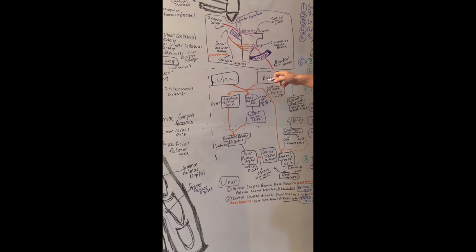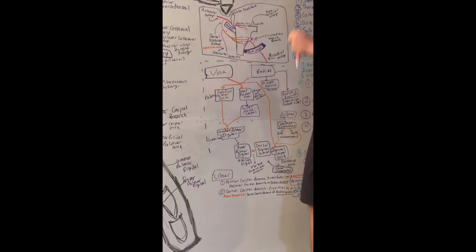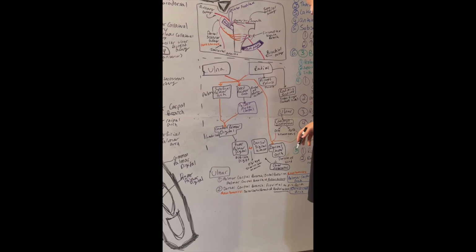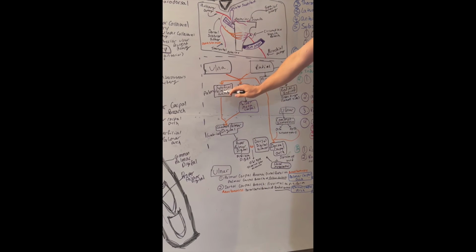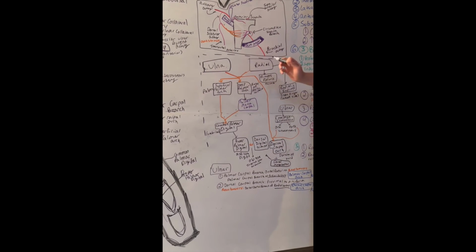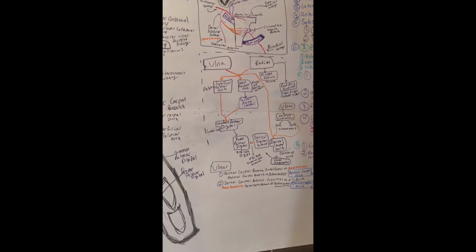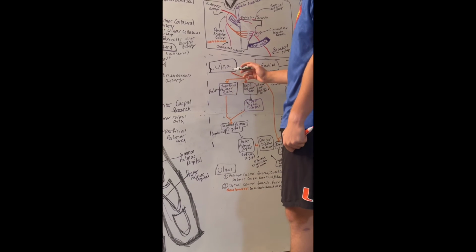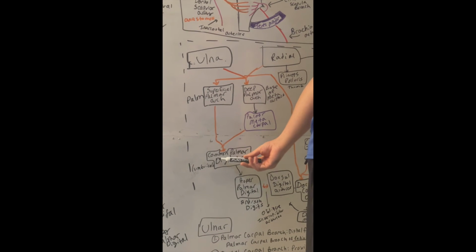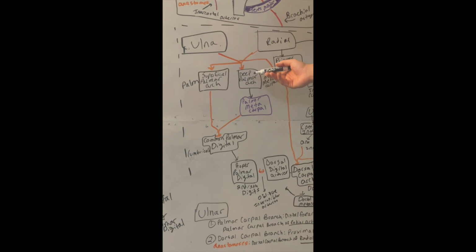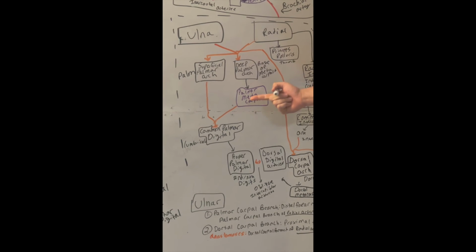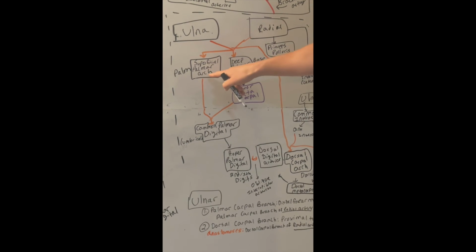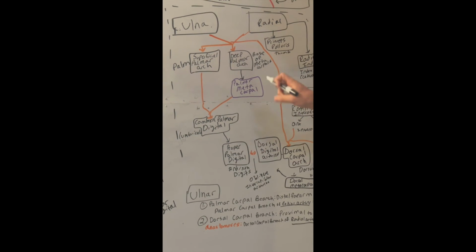Ulnar and radial, right? They're going to anastomose, and they're going to form three different things. The first thing they're going to form is the superficial palmar arch and the deep palmar arch, right? We spoke about them. The superficial palmar arch is going to make the common palmar digital, and the deep palmar arch is going to make the palmar metacarpal. When these two things fuse together, they form the common palmar digital.